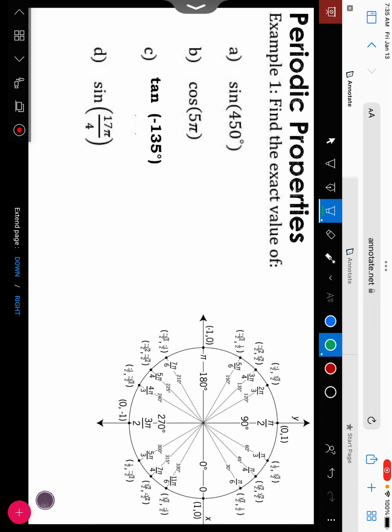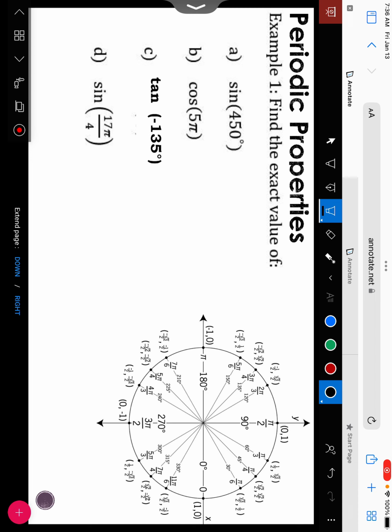So 450 is greater than 360. So that means that we're going around the unit circle past one full revolution. So 450, this is a coterm, because we talked about coterminal angles last week. And we said coterminal angles, we can add or subtract 360. And coterminal simply means that it has the same terminal side.